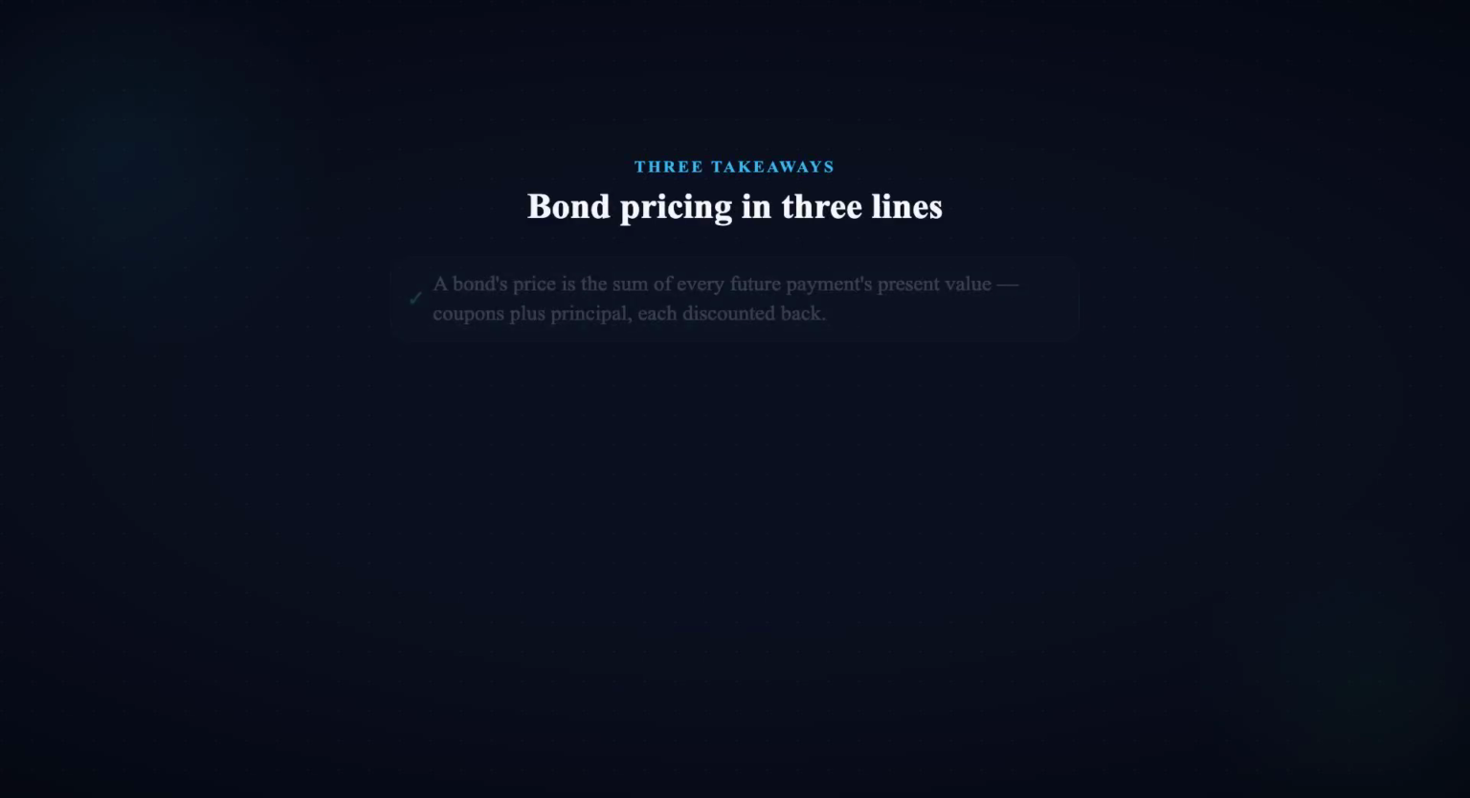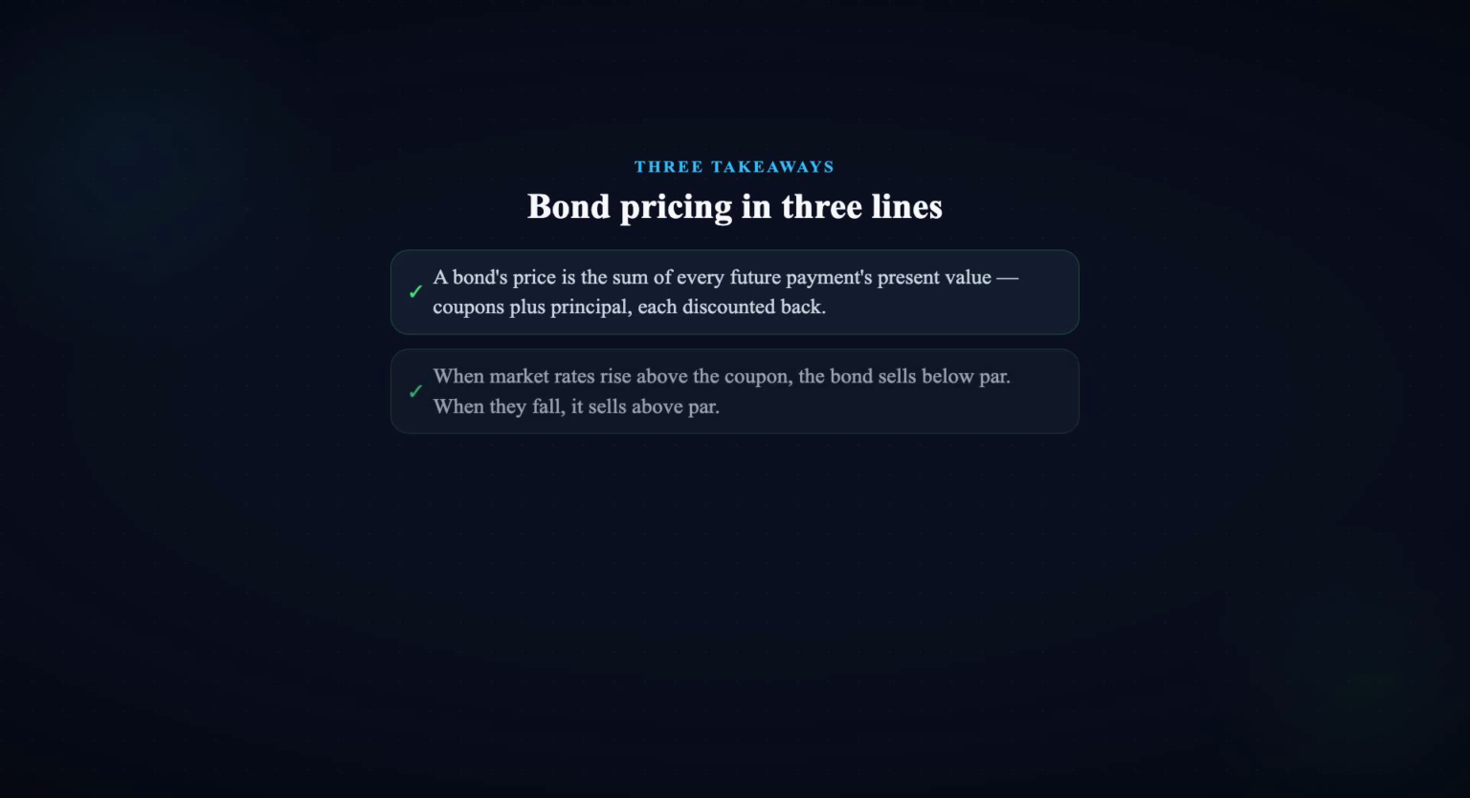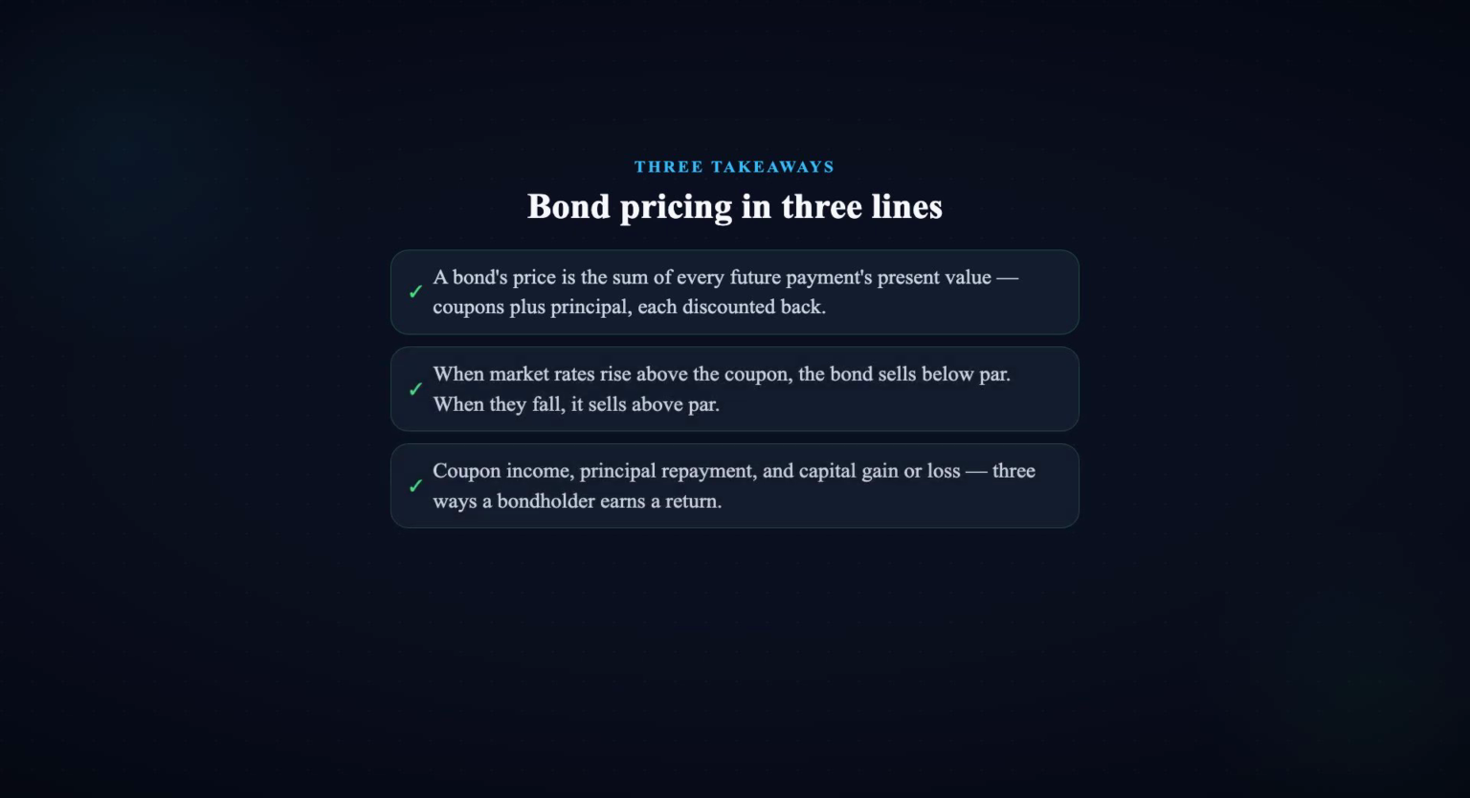3 takeaways to carry forward. 1. A bond's price is the sum of the present values of all its future cash flows. Each coupon and the final principal discounted at the market rate. That is the definition. There is no shortcut around it. 2. When market rates rise, bond prices fall. When rates fall, prices rise. This is the rate-price seesaw, and it is arithmetic, not opinion. It drives trillions of dollars of value every day.